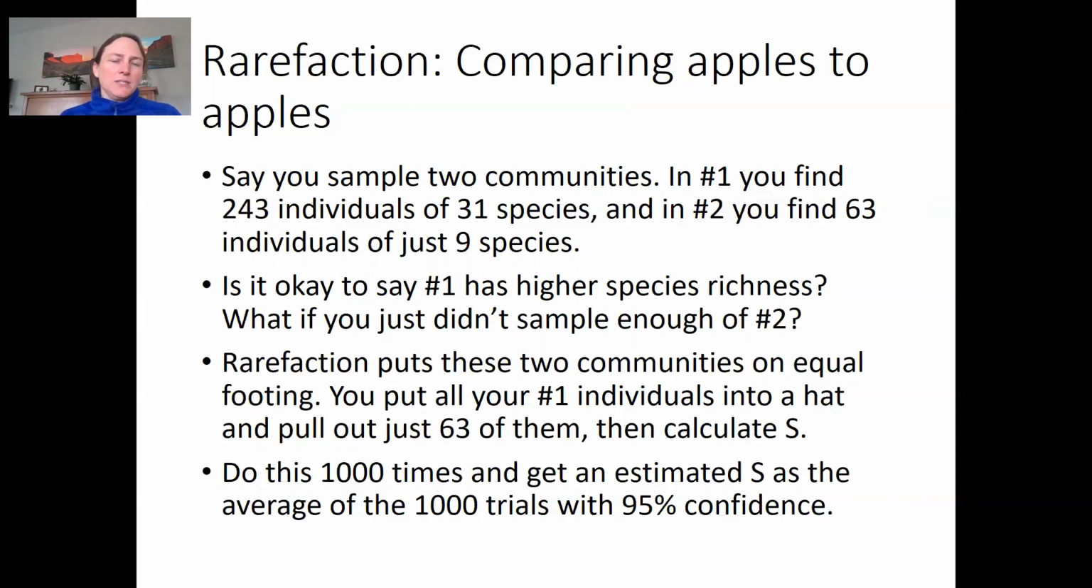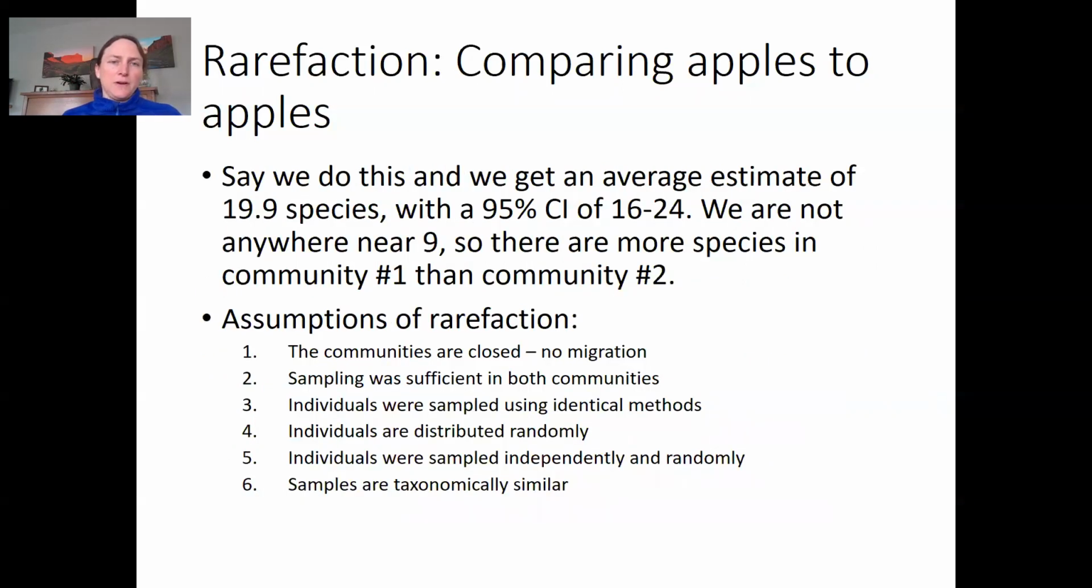So rarefaction puts these two communities on equal footing. You put all of your number 1 individuals into a hat, and then you just pull out the first 63 of them, and that puts them on the same footing as community 2. Now, if you do this 1,000 times, I can give you an estimate of the species richness with 95% confidence. And so this is called rarefaction.